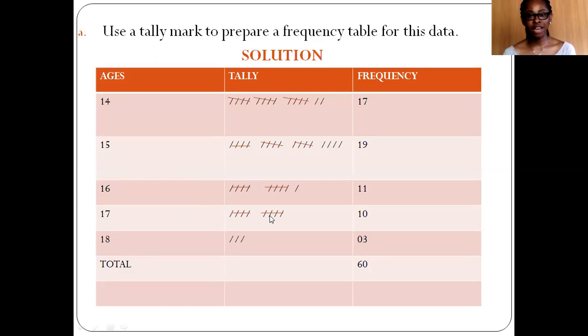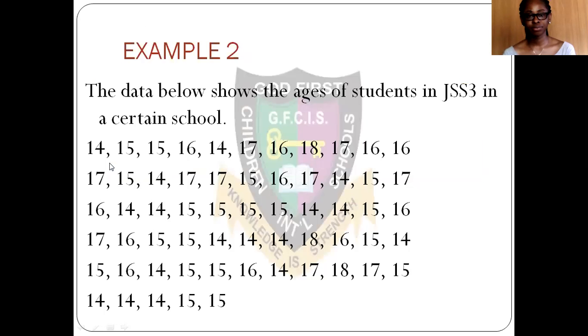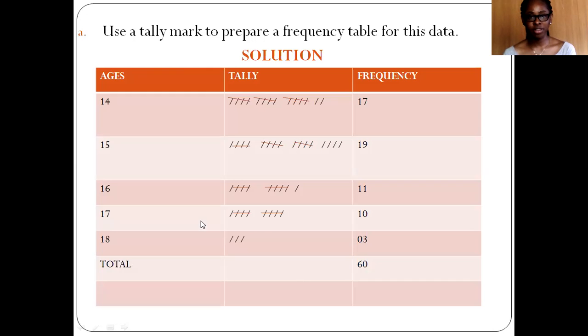This is 5 and this is 5. This is 10. So we look at 18 years. 18, 1. 18, 2. 18, 3. This is how you count it to arrange in a frequency table. So we have 18 three times. 18 appears 3 times.